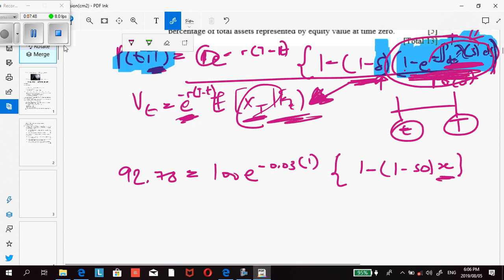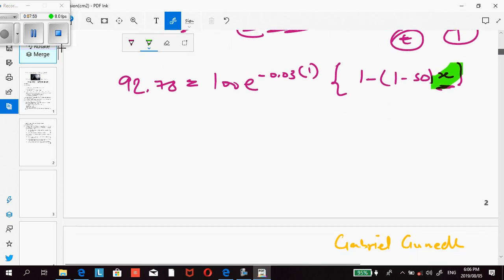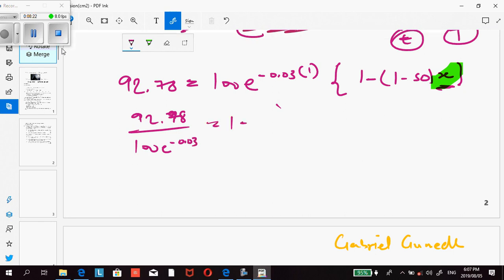Obviously this x here matches this expression here. So I'm going to solve for x now. I'm sure your algebra is sharp, because now the only thing left is equation manipulation. So I'm going to say 92.78 divided by 100 times e to the power minus 0.03 will be equal to 1 minus 0.5.